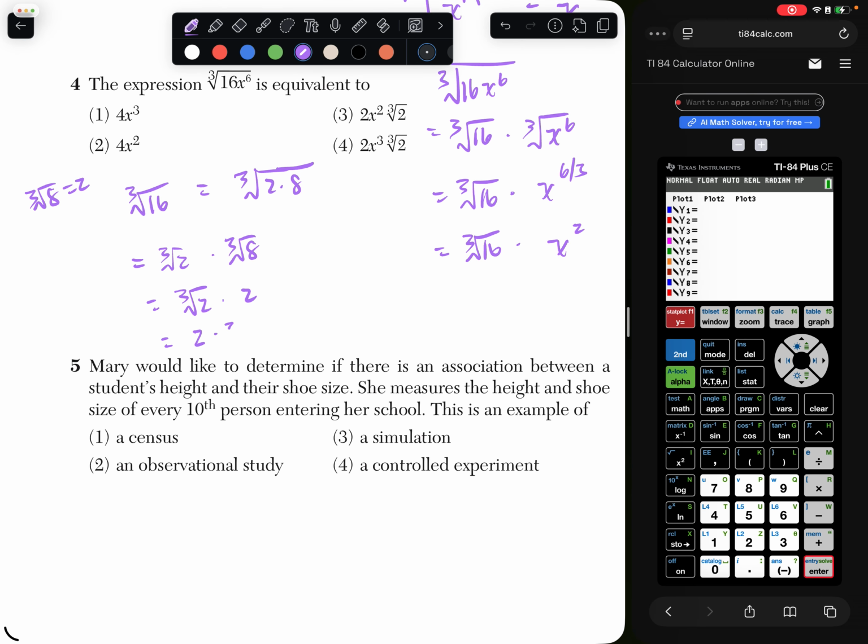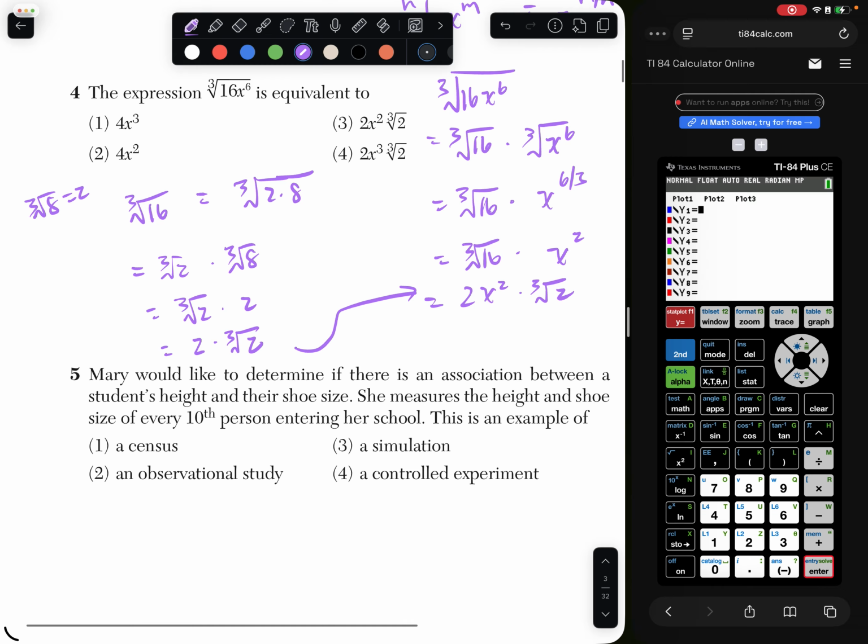Then I personally like to rearrange that so I'm not confusing my indices and what goes underneath the radical. Okay, and now I'm going to put this back here. This becomes 2. And I'm going to put the x squared in front, which makes it a little easier to see. So it's 2x squared times the cube root of 2. And that is the answer. That's answer choice 3.